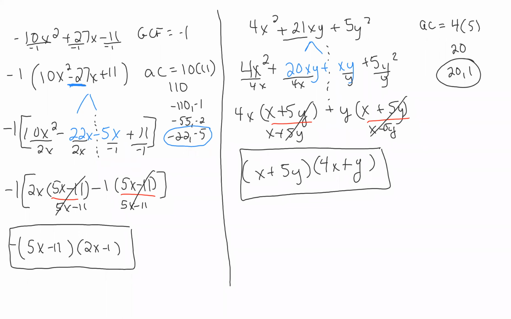Let's see. What if we had, let's say that we have 7x squared minus 62x minus 9. So there's no GCF. I jump straight to the AC method. So a times c is 7 times negative 9, or negative 63. Now, in this case, I have a negative product, okay? And with that negative product, I need factors that are one positive, one negative.